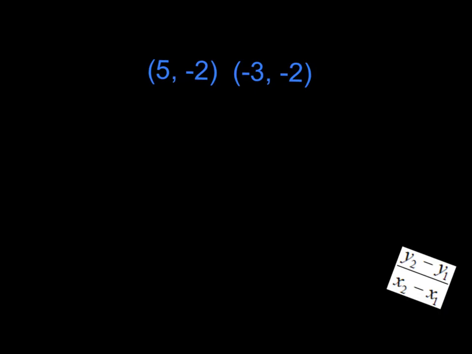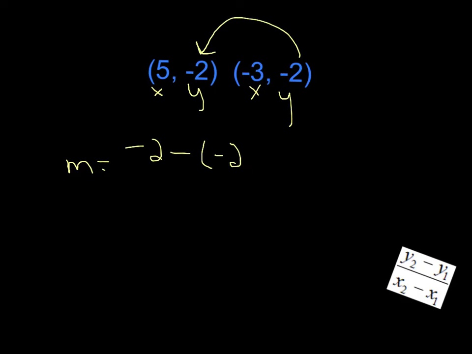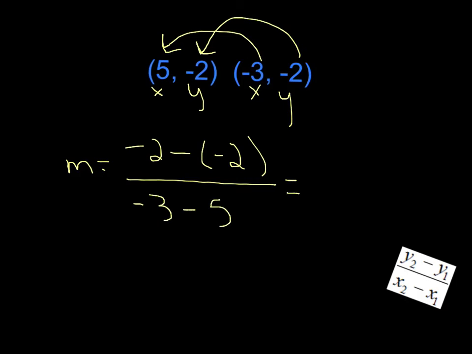Alright, in this example, it is a special case, and you will find out why after we use our formula to find the slope. So xy, xy. My y values, negative 2 minus negative 2. And then dividing by negative 3 minus 5. So negative 2 minus negative 2, add the opposite. It's negative 2 plus 2, which is 0. And negative 3 minus 5 is negative 8. 0 divided by anything is 0.